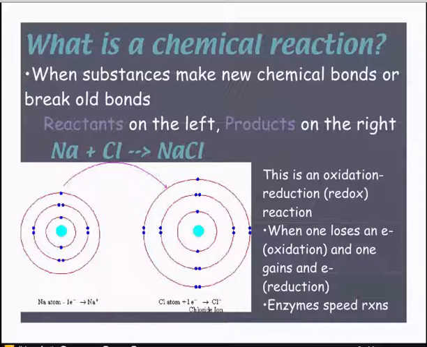This is called an oxidation reduction reaction. Sometimes people abbreviate that as a redox reaction. A redox reaction occurs when one atom loses an electron, that's called oxidation, and when one gains an electron, that's called reduction. So you see that purple arrow in the diagram moving one electron to the other. That's an example of an oxidation reduction reaction, or a redox reaction. Enzymes are specifically for speeding up these kinds of reactions. And so we're going to talk more about enzymes.